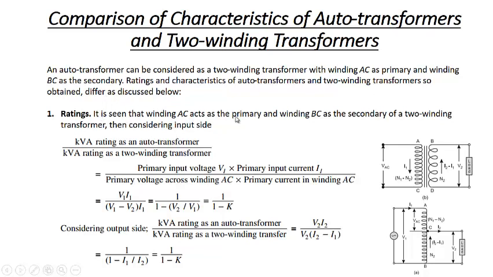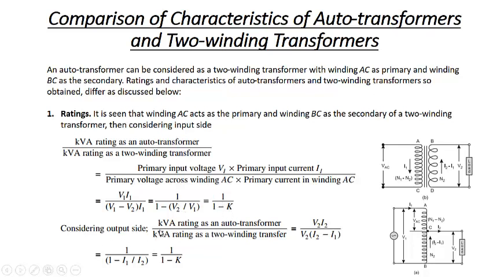It is seen that winding AC acts as the primary and winding BC as the secondary of the two-winding transformer. Then considering the input side, the kVA rating of the autotransformer divided by the kVA rating of the two-winding transformer. So what is the kVA rating of the autotransformer? That is the primary input voltage V1 multiplied by the primary input current I1. So this will be V1 I1, the autotransformer input VA, and the two-winding transformer input VA will be equal to V1 minus V2, that is the voltage across AC, into I1. So I1 and I1 will cancel out. When you divide by V1 in numerator as well as denominator, it will be equal to 1 divided by 1 minus K.